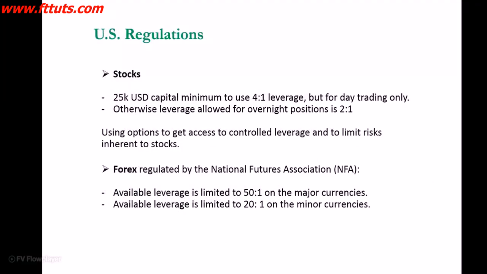Same in the US. The US regulator is trying to limit the downside for retail traders, where for stocks, with 25,000 USD you can use 4-to-1 leverage, but for day trading only. Otherwise the leverage will only be 2-to-1. So one of the ways to avoid this limit on leverage is by using options, and as we will see later, the idea is not to use crazy leverage, but to use options to give us some leverage, and especially for stocks to do better risk management.